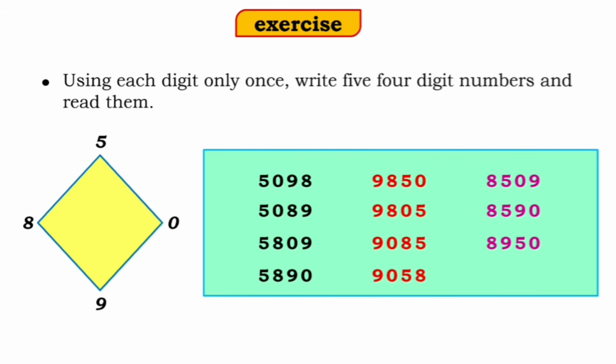Now after interchanging the hundreds place and the tens place, we will get 8950. Now let's interchange the tens place and the units place to form the next number. So the next number will be 8905.